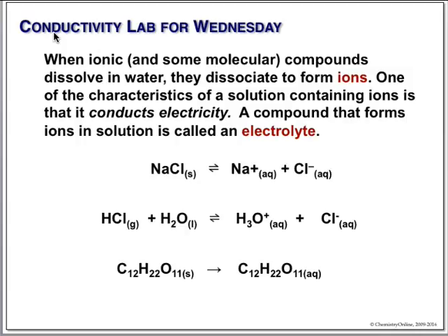Molecular compound: HCl is a molecular compound with a covalent bond there. However, in the presence of water, this bond between the hydrogen and the chlorine splits, and we form hydronium ion and chloride anion. This is another example of a very strong electrolyte, actually. This is sugar, C12H22O11. It's a molecular compound, but when it goes into water, it does not ionize. So it is a non-electrolyte. It just goes into water and just sits there.